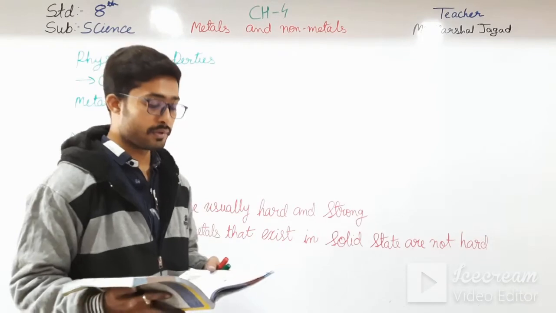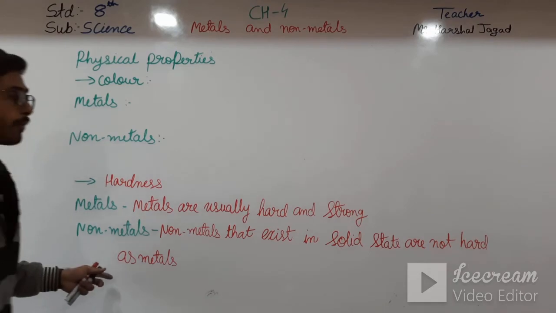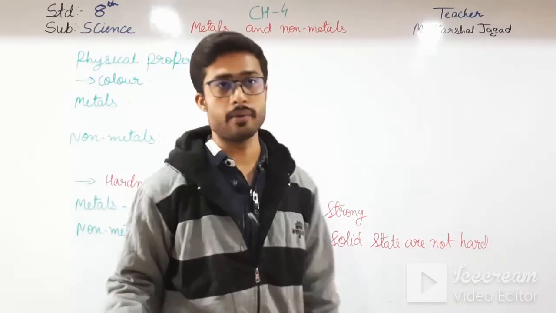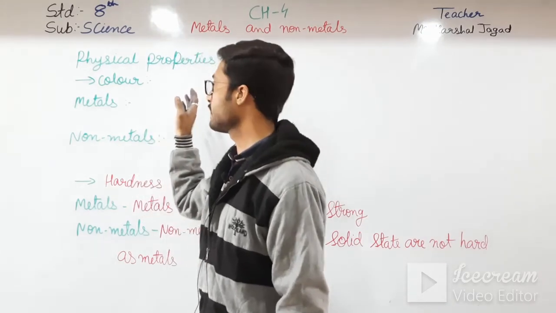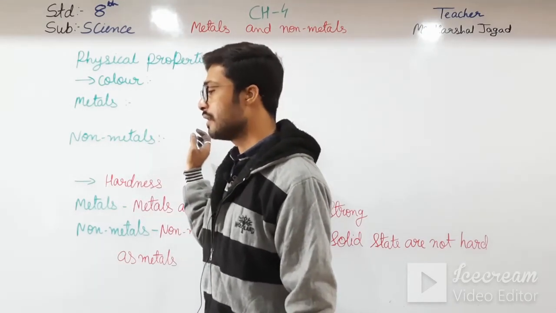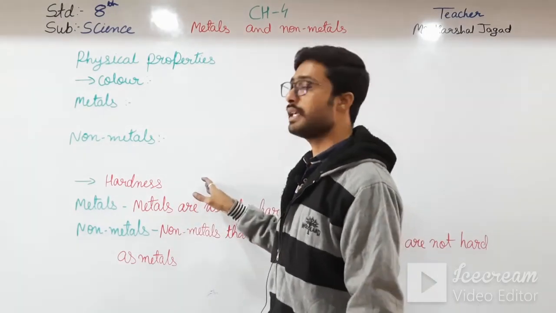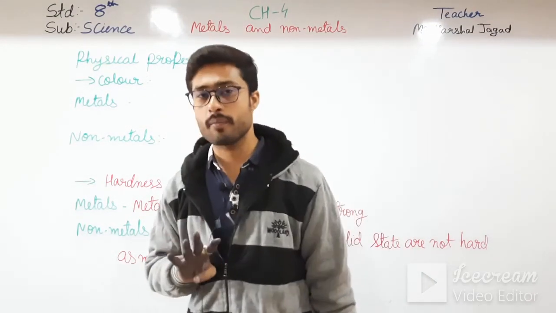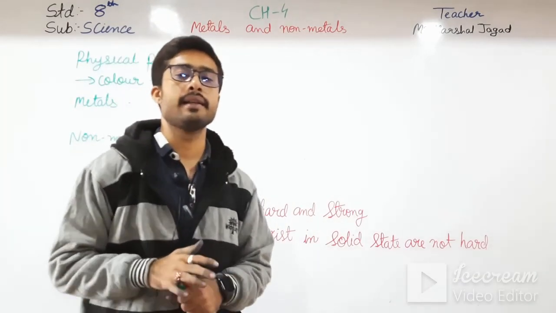Okay students, so here we end the video, and in the homework you have to write the properties which I have just taught you, which are the physical properties. The first was physical state, then it was the luster, and then it was the color, and then it was the hardness. So these four properties you have to write in your homework, and we will meet in the next video.